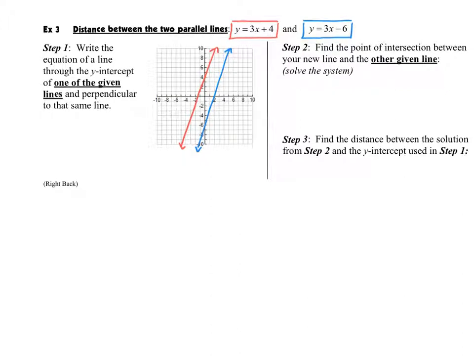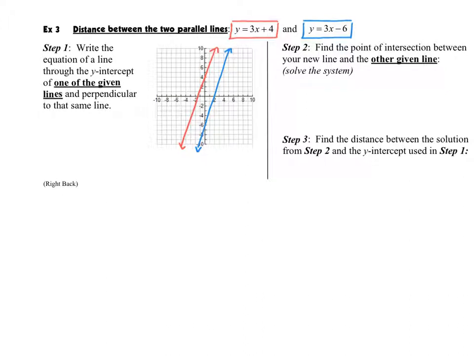What we're going to do is get a line that is perpendicular so we can get an intersection just like we did in the last video and then calculate a distance. So step one says to write the equation of a line that's going to go through one of these y-intercepts. I've pre-graphed them for you again. It's going to go through one of these y-intercepts and be perpendicular to it. It doesn't matter which you choose, but I personally like to choose the one that has a positive y-intercept if I get to have that as a choice.